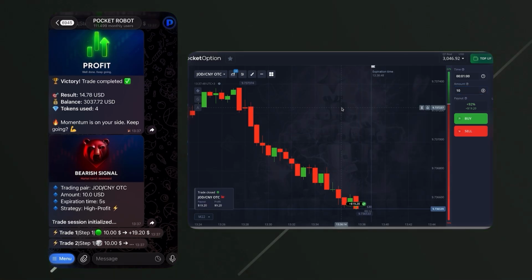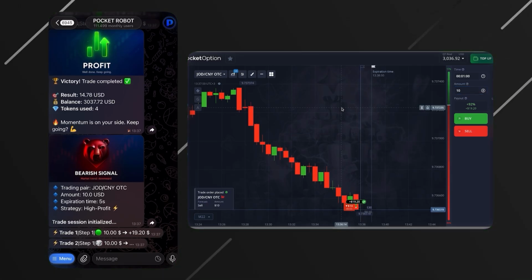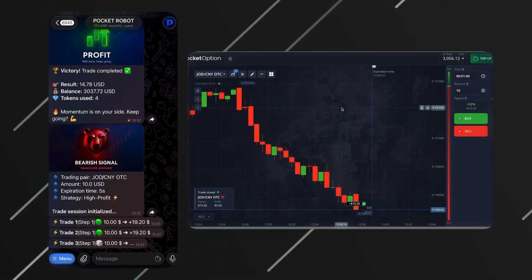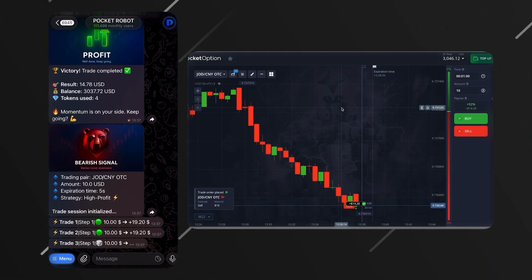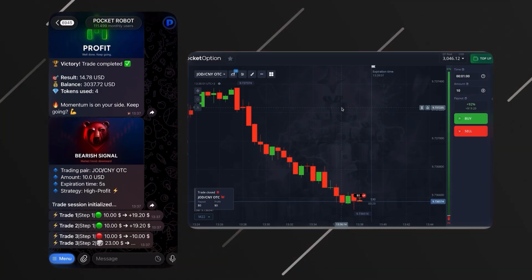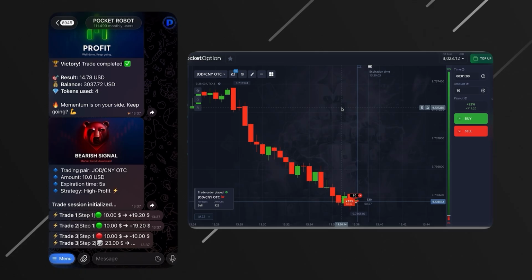I personally prefer using this bot from my phone because I can trade anywhere, at home, on the beach, while traveling, or even after the gym, in the bed. Okay, let's finish the session.